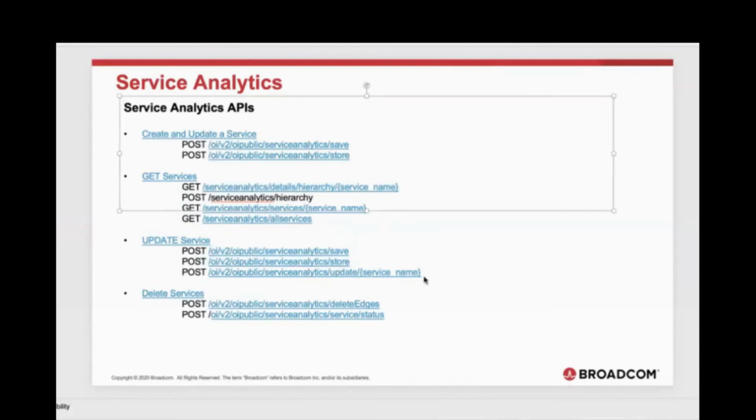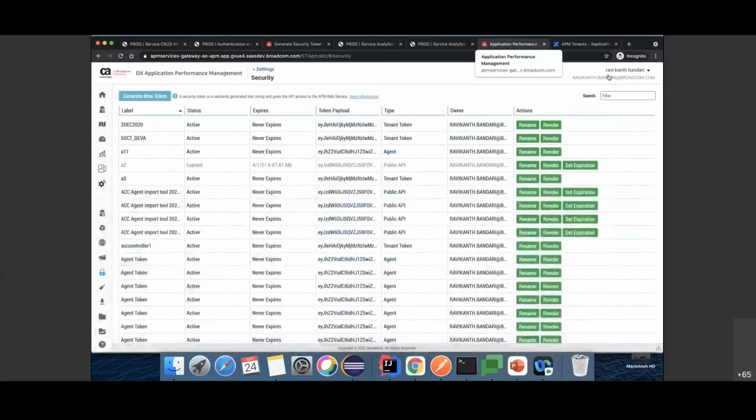I'll show you the payload, and the documentation also has all the details of what the payload is and how to execute them. Then we have the delete edges API and the services status API, which sets the status to deleted here. So these are the list of APIs that are available on the OI public route and the endpoint. We'll quickly see how these work.